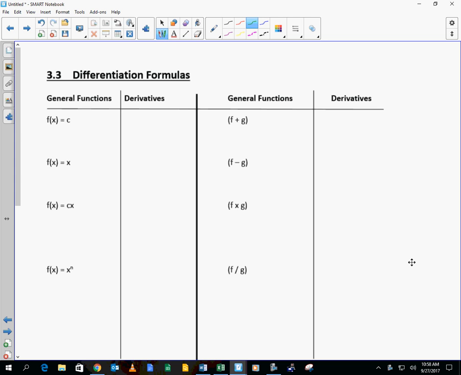Here we go. Okay. What we're going to do today is come up with a nice rule for a derivative so that when you look at the function, you can just know what the derivative is just like that. Okay? Now let's look at some that we already know.